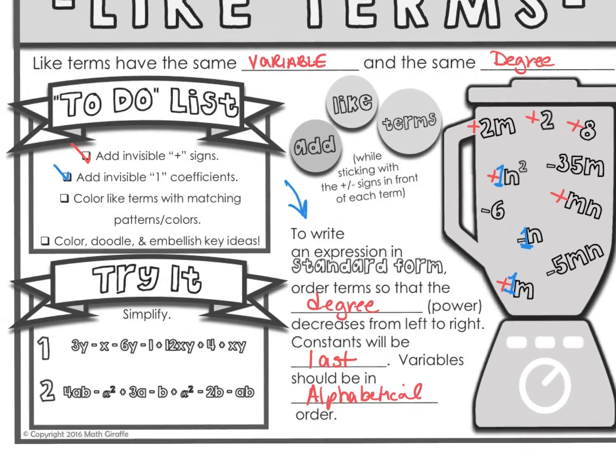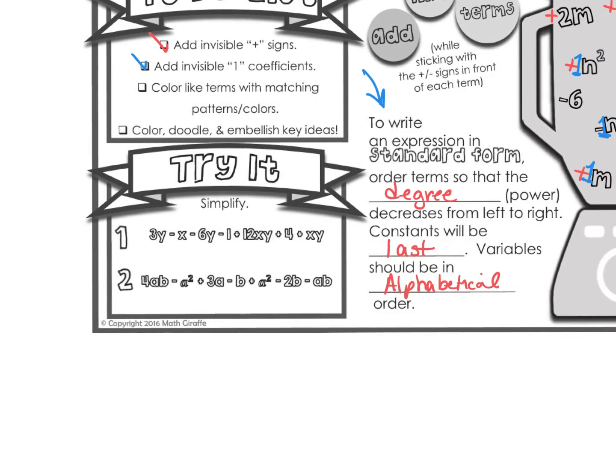So let's try it here. We have 3y minus x minus 6y plus 1 plus 12xy plus 4 plus xy. So we're going to combine some things, and then we're going to put it in the order that it needs to be in. We're going to start with x because x comes before y in the alphabet. So our first x term is -x, and there's not another one, so we'll just put that first.